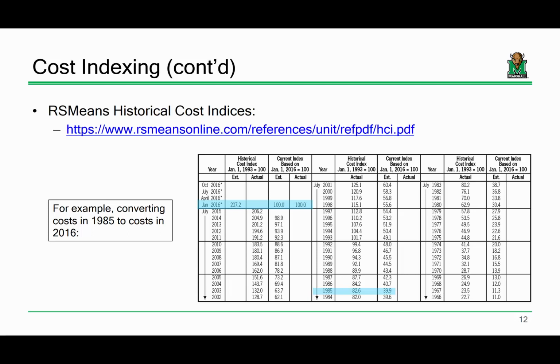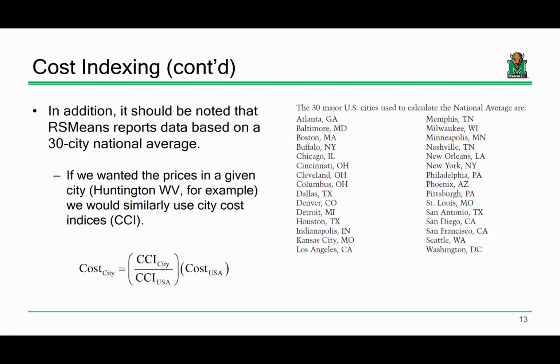Okay, so it's pretty straightforward to take a resource, even if you have an RSMeans guide that's 5, 6, 7 years old. That doesn't mean it's not useful. That just means you have to index it appropriately. Okay. Now, it also should be noted that we can also index things as a function of, yes.